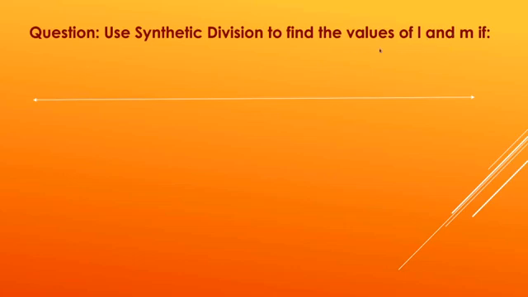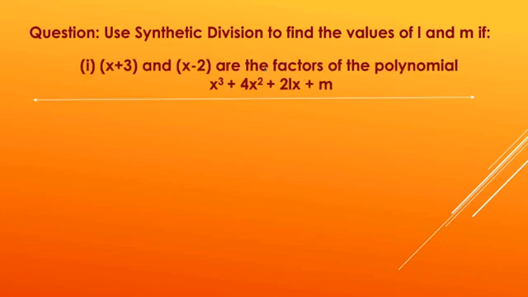We have to find the values of two unknown variables L and M if x plus 3 and x minus 2 are the factors of the polynomial x cube plus 4x square plus 2lx plus m. Here we have two unknown values. We will start the question with the same method. We will draw these two lines.